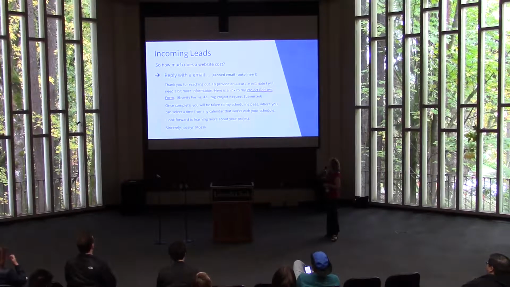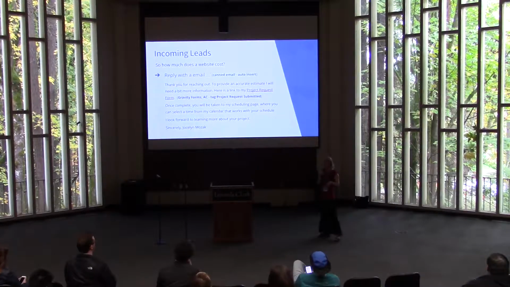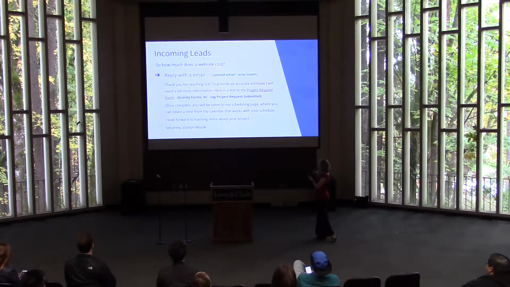What else happens? Well, here's a link to my project request form. This is a Gravity form on my website, and when they submit the form, I use ActiveCampaign, use whatever mail system you want, but I tag them, and you'll see I tag them as I go along the way in the automation because it gives me a pulse on where they're at. It says project request submitted. Good to know.